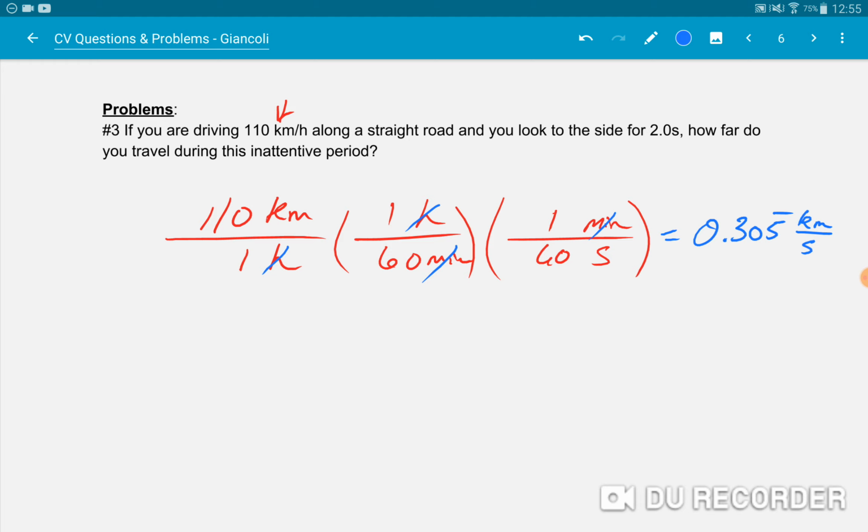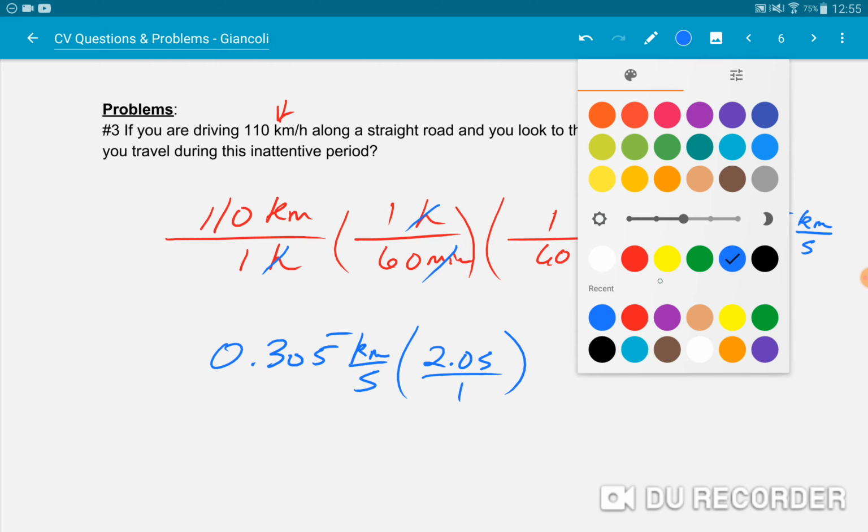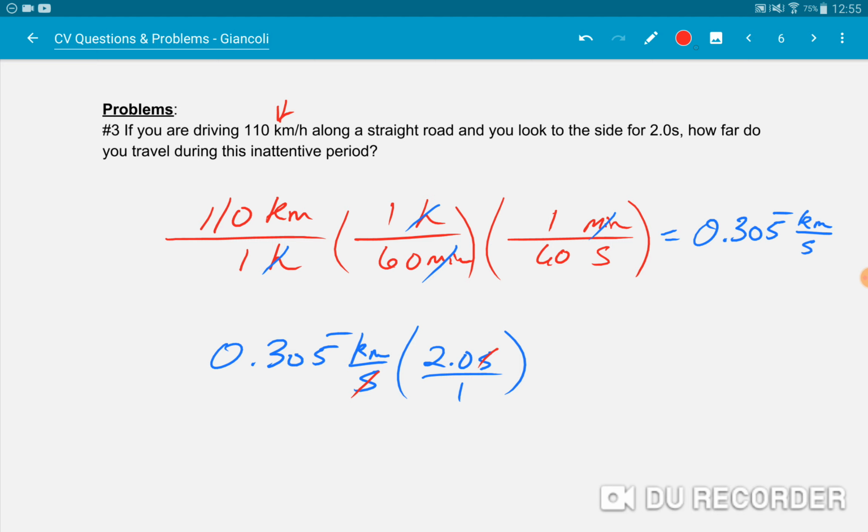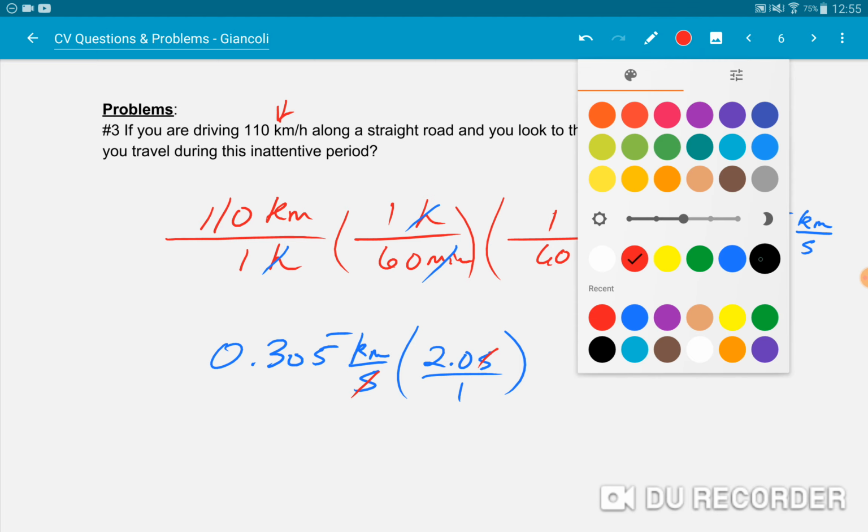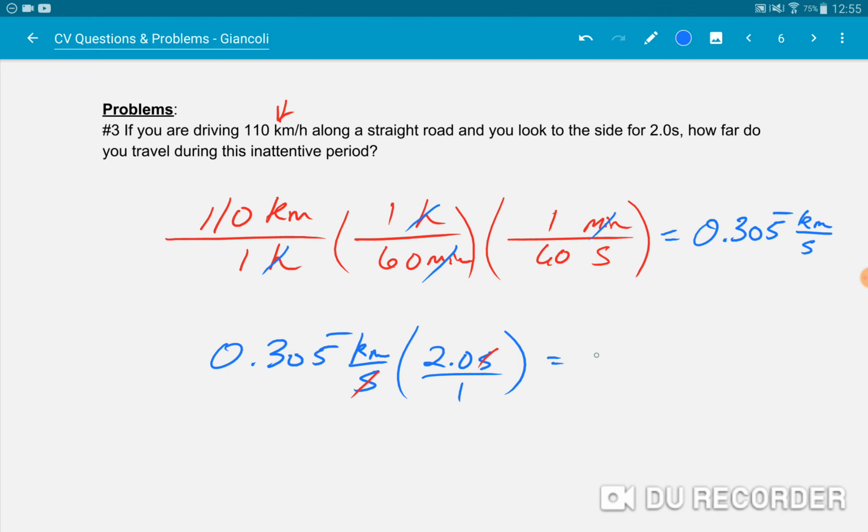Cool. But now we're doing it for 2 seconds here. Well, that's pretty easy then. We have 0.305 repeating kilometers per second, and now I multiply that by 2.0 seconds. I could write it as a fraction if that helps you out. Seconds and seconds cancel out here, and now I'm just going to get the actual distance. And I get 0.61 kilometers. I'll just go ahead and round it to that.